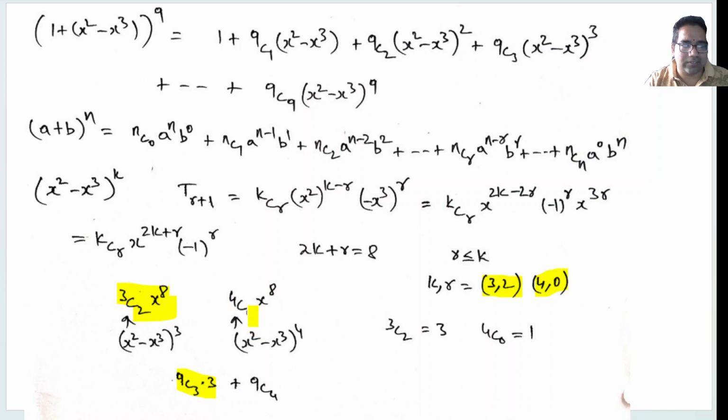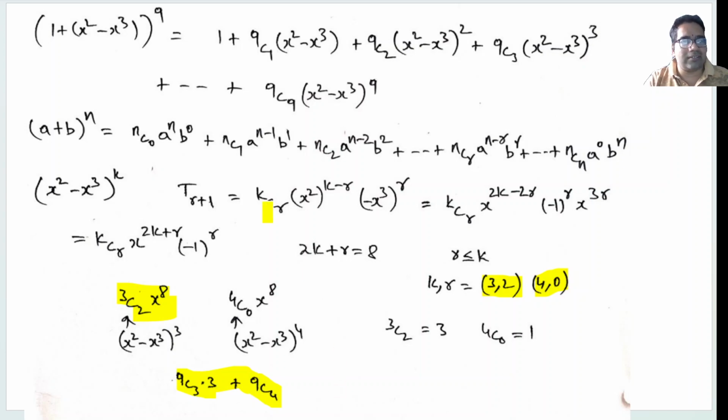Now, this is the coefficient 4C0. And what is the original coefficient before the expansion? It should be 9C4. Right. So this is 9C4 into 4C0. 4C0 is anyway 1. So this is coming from this term, 9C4 (x square minus x cube) whole power 4. So we have these two coefficients. Right. The total coefficient is this plus this. One is coming from 9C3 (x square minus x cube) whole power 3. The second is coming from 9C4 (x square minus x cube) whole power 4. So the total coefficient of x power 8 is simply this.